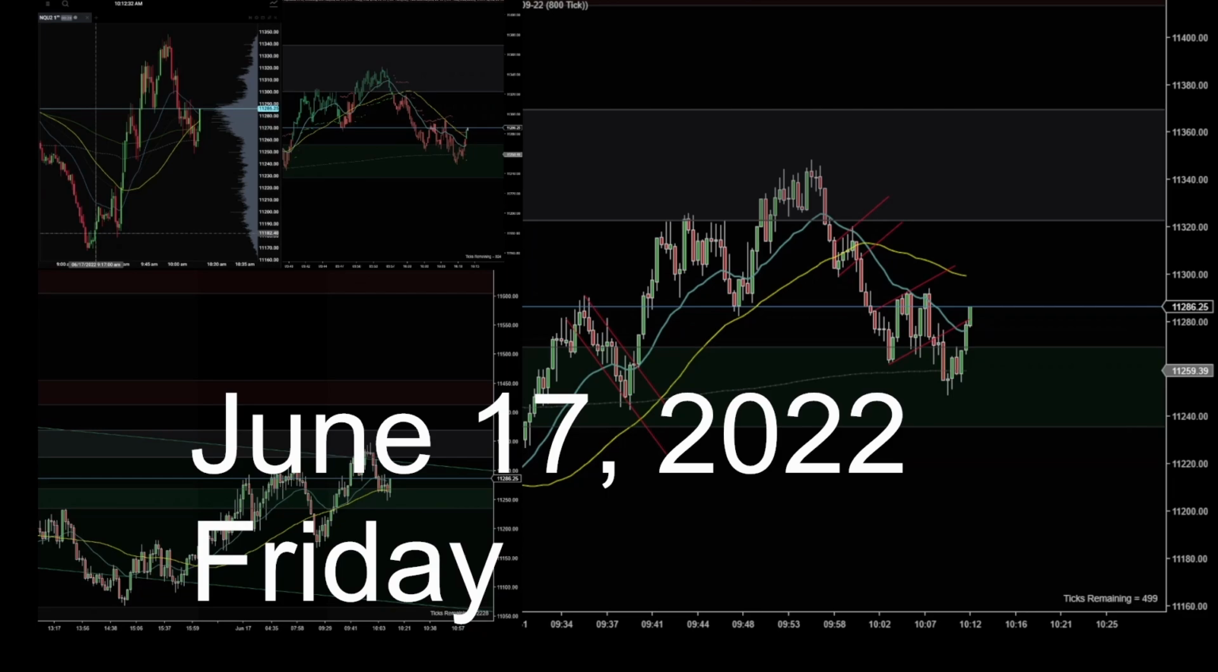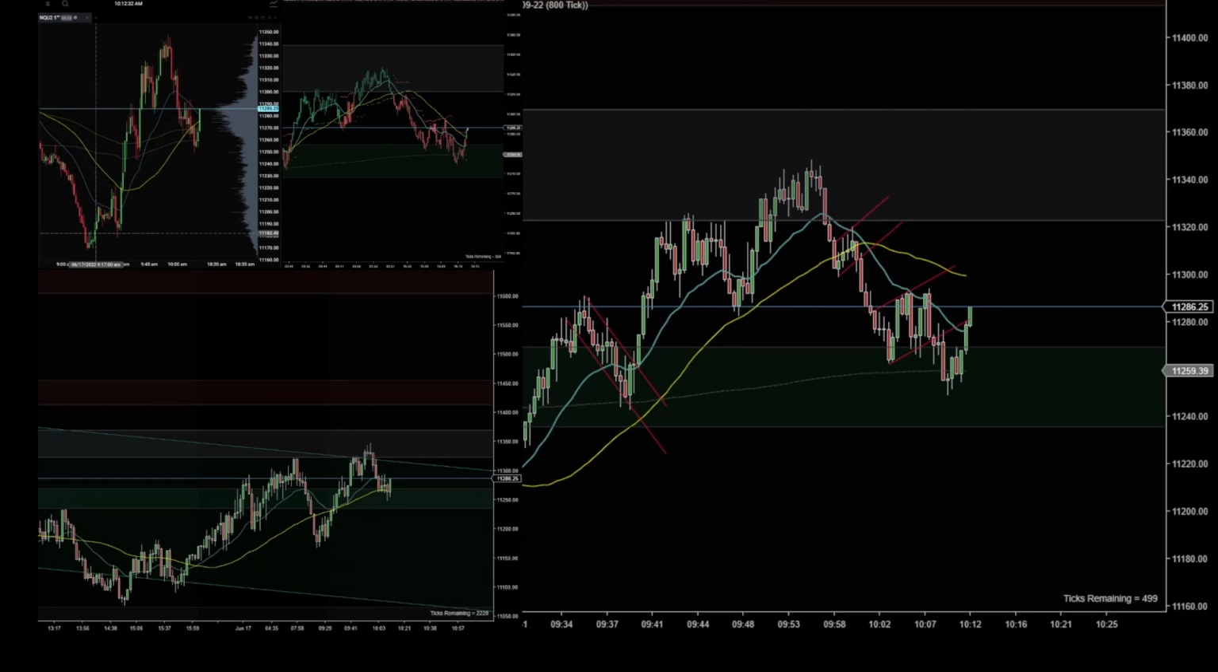Hello, today is June 17, Friday, NQ price action. After the market opened, the price went up to the upper channel here on the 4,000 tick chart. After a rejection at the top, the price went through the moving average 21, and now the price is testing the 50 SMA line. Now the price is pulling back to the moving average line.